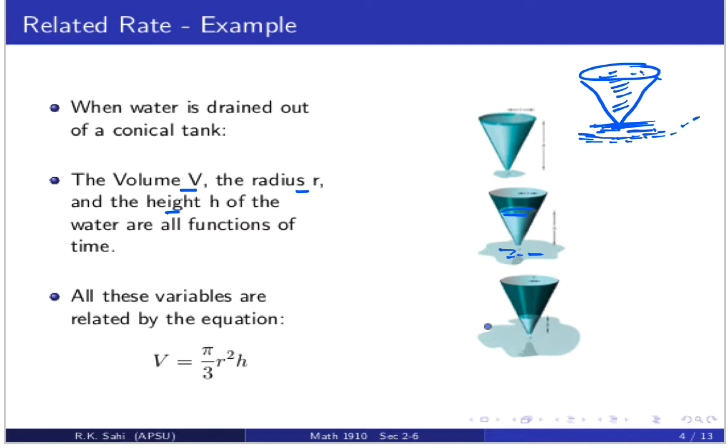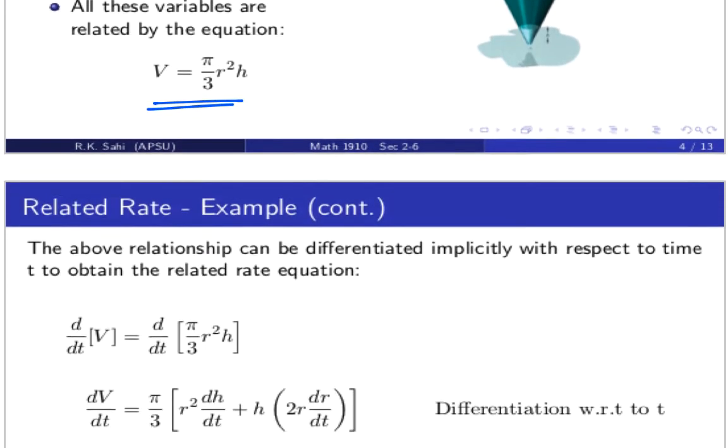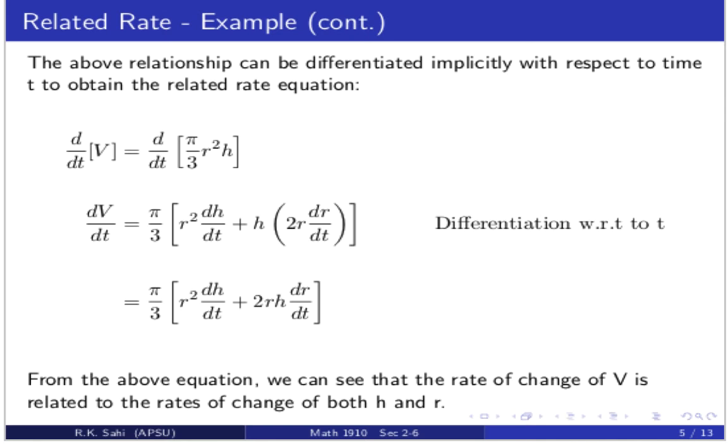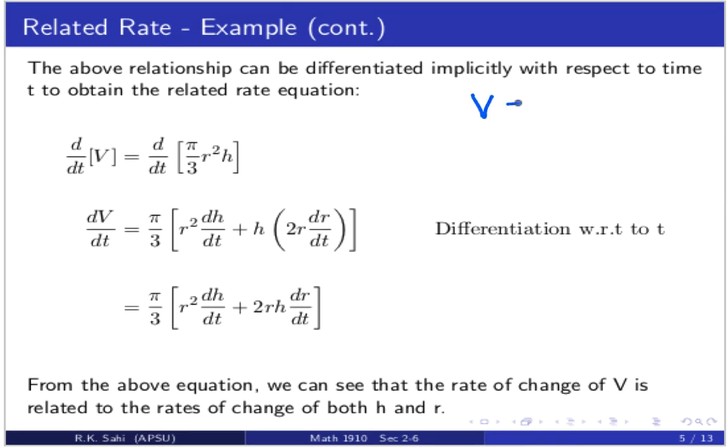Now we can actually differentiate this function, this relationship, or the function we can say of volume with respect to time, to obtain the related rate equation. Now remember what we were given. We're given V as pi over 3 r squared h. Now we have seen in that picture, as time goes by, the volume decreases, the radius decreases, and the height decreases. That means there's a rate of change of one variable with respect to time. Rather, there are three variables which are changing.